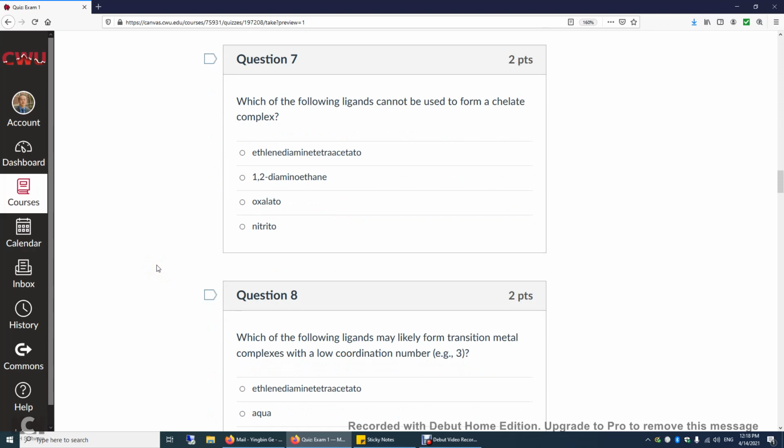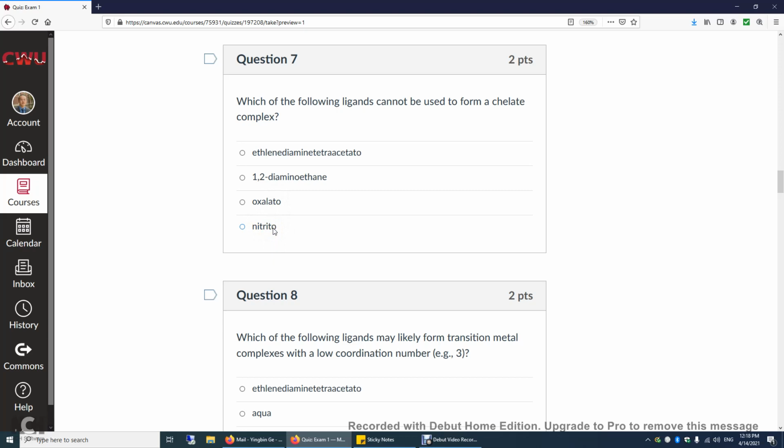Question 7. Which of the following ligands cannot be used to form a chelate complex? EDTA, we all know it can form a chelate complex. Diaminoethane, 2 points of attachment. Oxalato, 2 points of attachment. Okay, nitrito. Well, it seems that this is NO2.